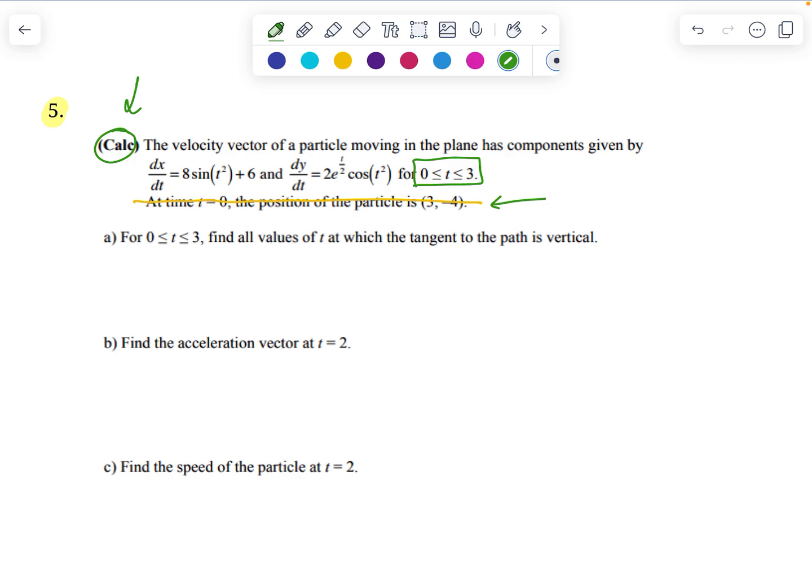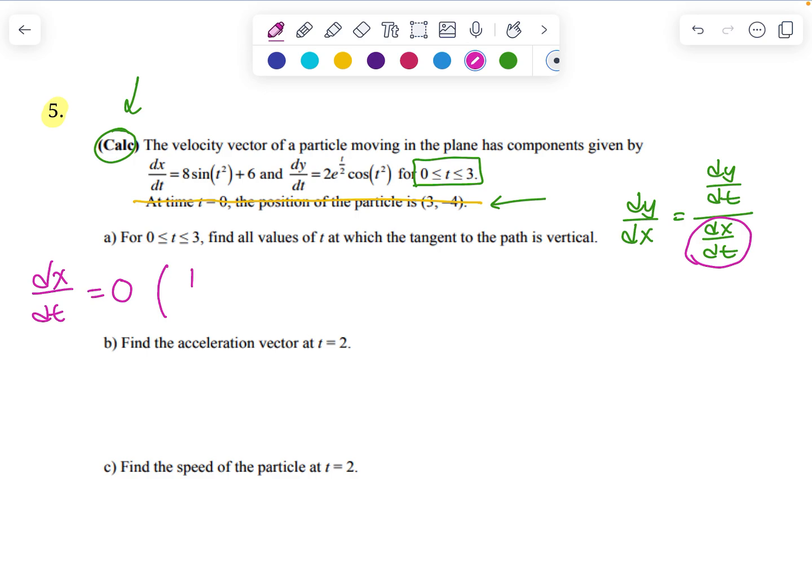So for part A, it says find all values of t at which the tangent to the path is vertical. Slope is this, which is really in parametric context, dy dt over dx dt. Vertical means that you have an undefined slope, so we would need this part to be 0. So dx dt equals 0, and at the same time, we would need the top not to be 0. If you had 0 over 0, you'd have a cusp or something like that. That's not the same as having a vertical tangent line.